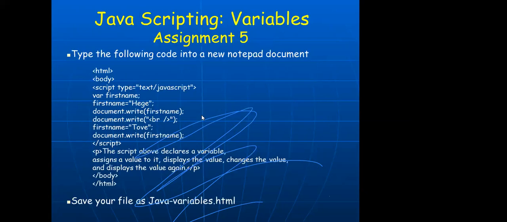Here is another program, or you can say an assignment. Inside the HTML program, we declare a script of type JavaScript, and we have a variable. How do we declare a variable? Using the keyword var, first name, assigned the value Hege. document.write first name, then document.write br, which gives a new line. Then break, first name Tove. Like that, a few programs are executed.